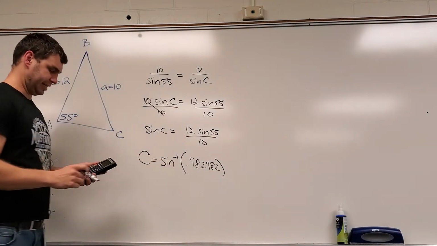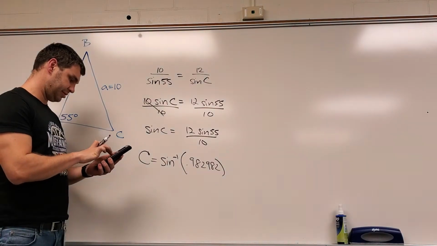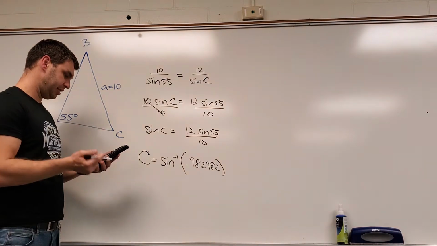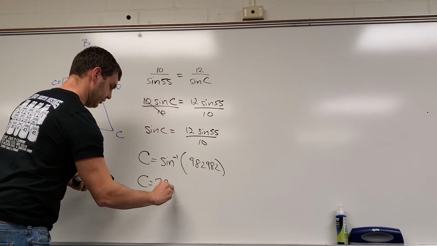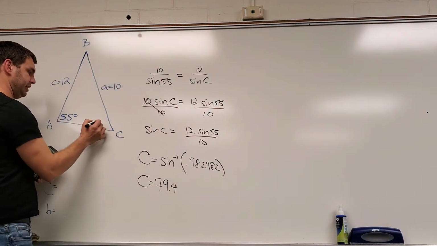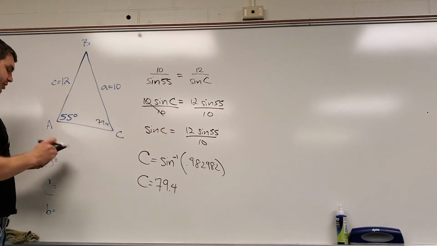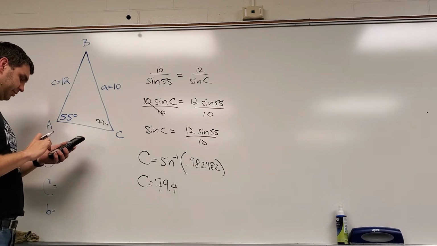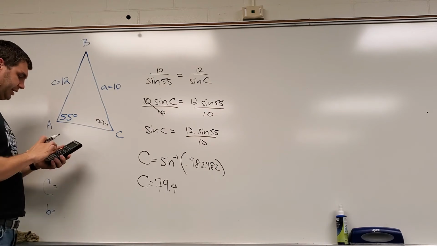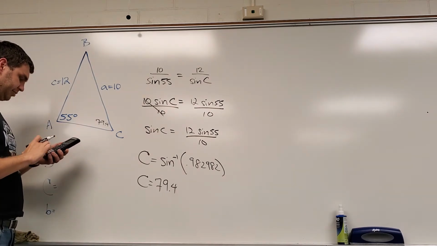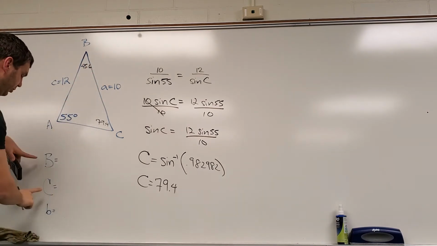But if I take the inverse sine of that, I'm going to leave it in my calculator, go second, inverse sine of the answer, and this gives me C equals 79.4. So I'm going to fill that in. That's angle C, 79.4. Now you'll notice I can find my third angle by taking 79.4 plus 55, which is 134.4. If I subtract that from 180, that gives me 45.6 for angle B.